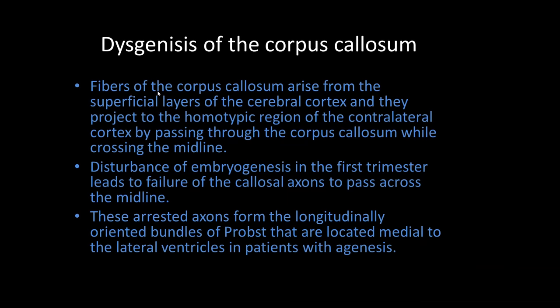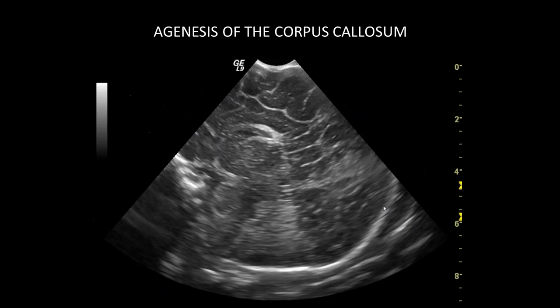Agenesis of the corpus callosum is frequently seen, and it is important. I think the reason to talk about it is that sometimes you can be confused with a lipoma and think that the corpus callosum is there. So the fibers of the corpus callosum arise from the superficial layers of the cerebral cortex, and they are meant to cross from the left to the right. With agenesis of the corpus callosum, these fibers, instead of crossing from left to right, go longitudinally, and they form the bundles of Probst.